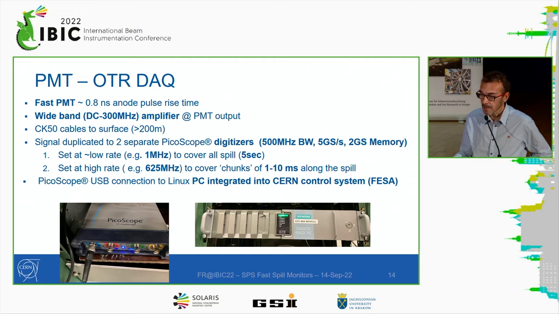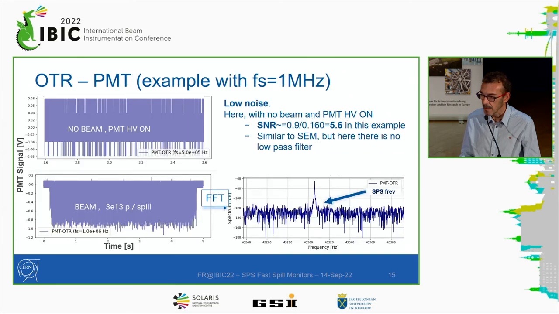And also in this case, after rather long cables, the signal is duplicated and digitized by fast digitizers, which are presently set, one of them at a relatively high rate, 1 megahertz, to cover the whole spill, again online, and the other one at a higher rate acquisition, with which we can select chunks of about 110 milliseconds along the spill. So we acquire in parallel these two signals, and it is also integrated in the control system and can be logged.